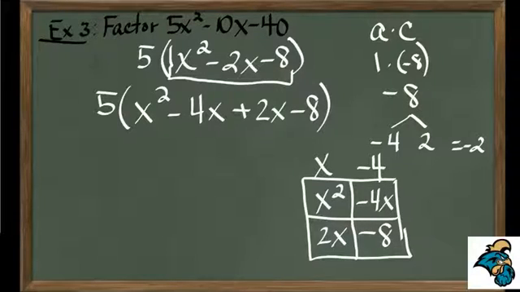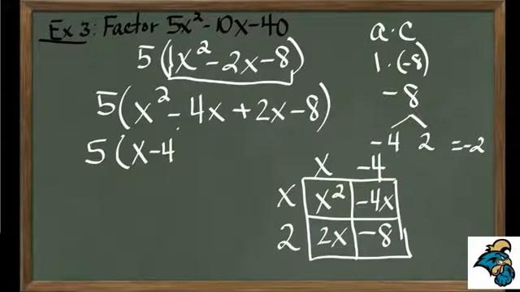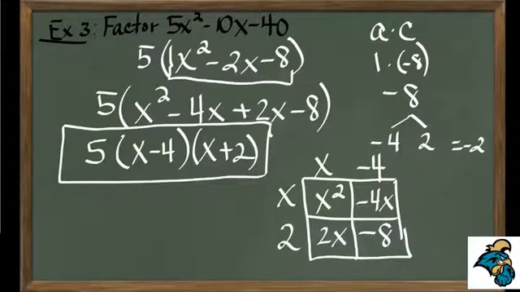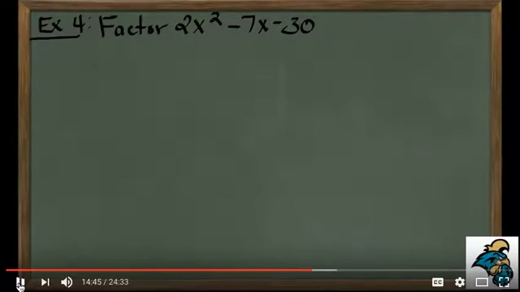In this row, the greatest common factor is an x. In this row, the greatest common factor is a 2. So that leaves me with this 5. And then I have x minus 4 and the quantity x plus 2. I have successfully factored 5x squared minus 10x minus 40. Again, I used greatest common factor and then I had to go ahead and break down that next trinomial.